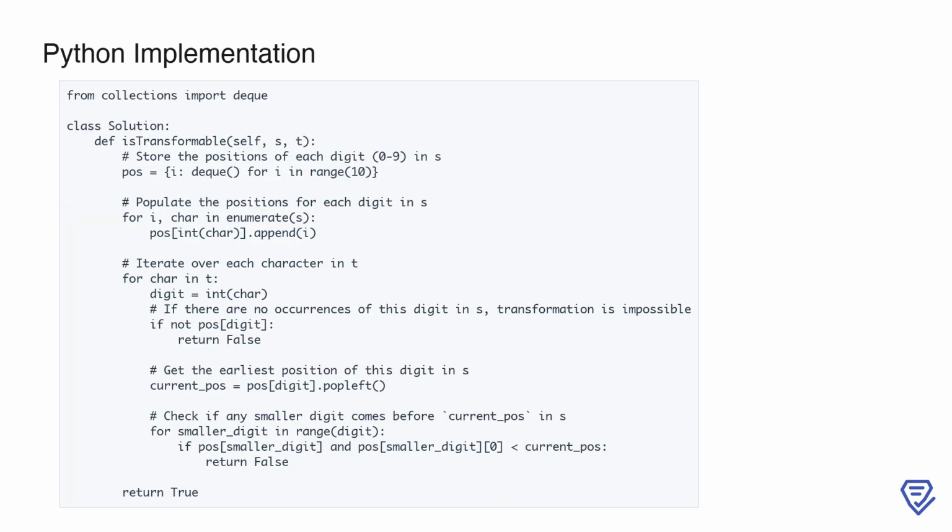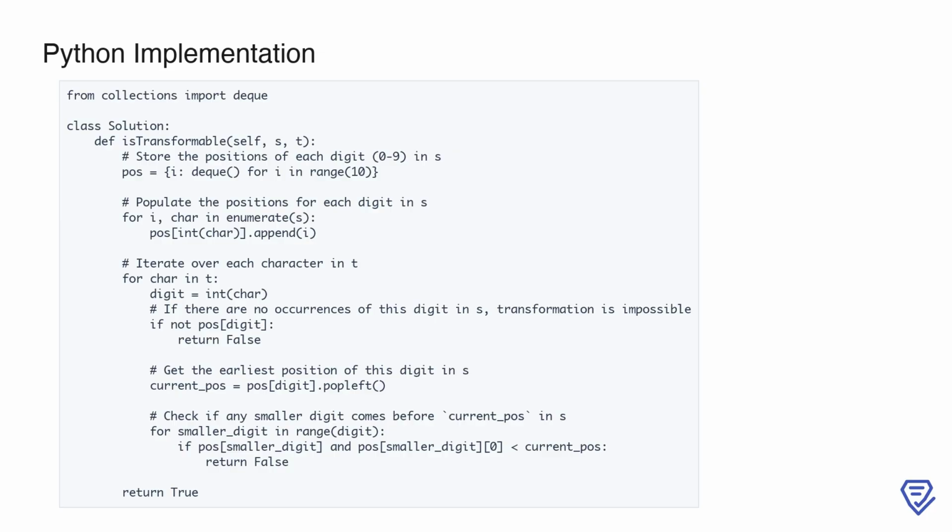This solution begins by leveraging a dictionary POS, where each key represents a digit, 0 to 9, and the value is a deque storing all the indices of occurrences of that digit in the string S. This allows for efficient tracking of the positions of each digit. Next, we populate the POS dictionary by iterating through the string S and appending the index of each digit to its corresponding deque. This pre-processing step ensures we can efficiently retrieve and remove the earliest occurrence of any digit.